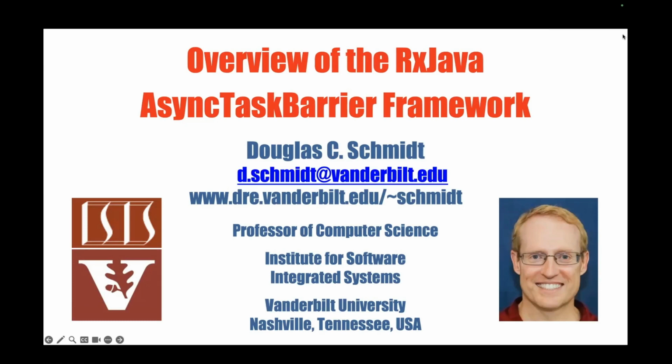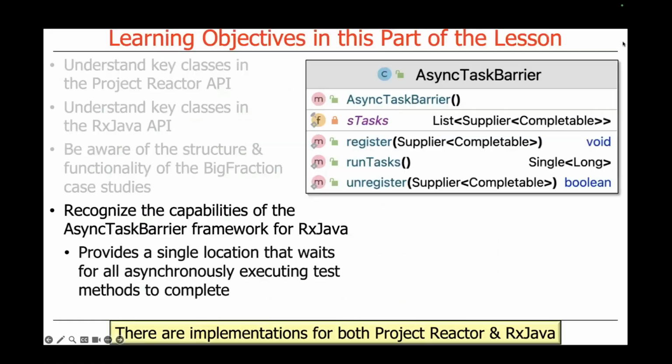So now what we're going to do is talk about the async task barrier framework. I'll explain what this does, why it is useful for all of the case studies we're going to look at, but perhaps more importantly, why this abstraction is useful for other kinds of asynchronous processing with reactive streams frameworks in general.